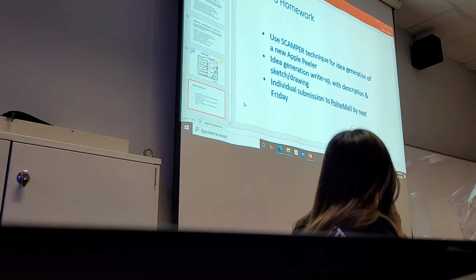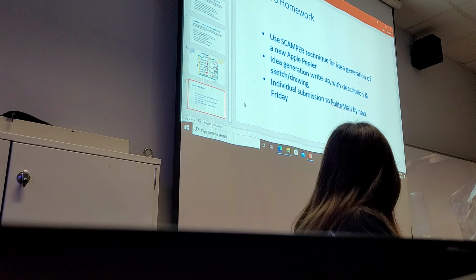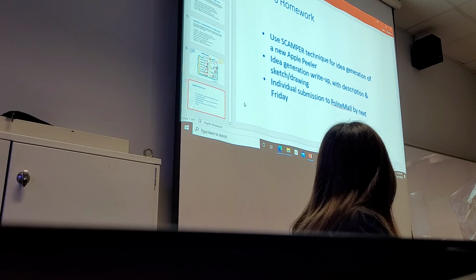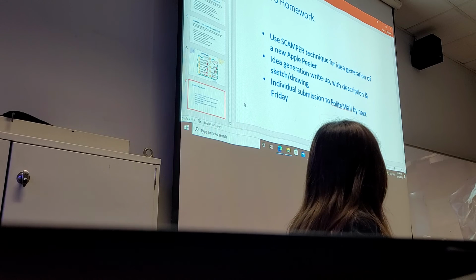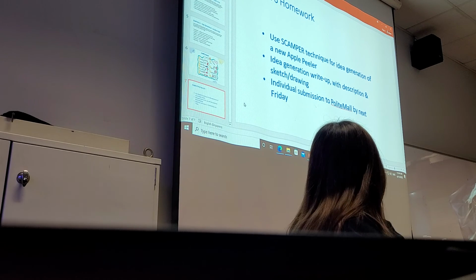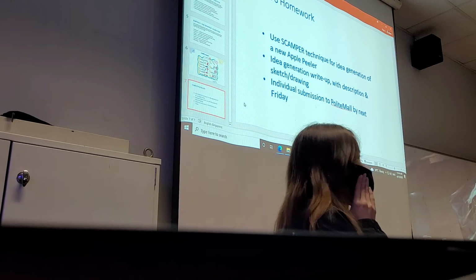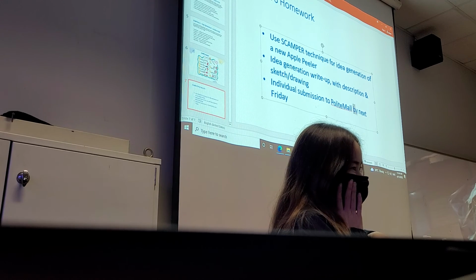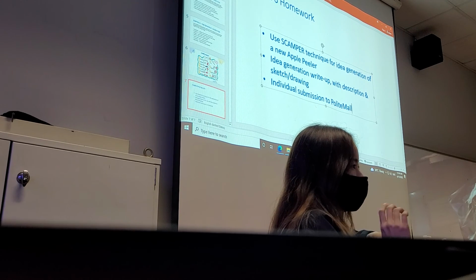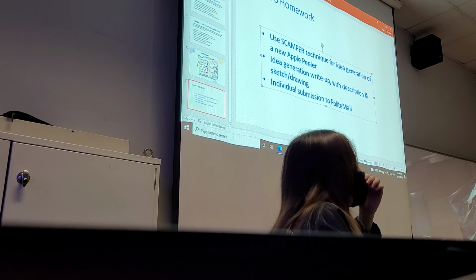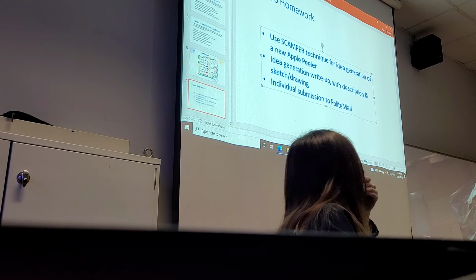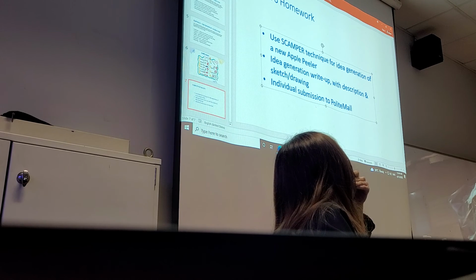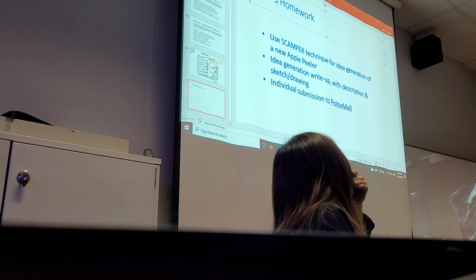Using SCAMPER to create new ideas for a micropillar. Then you need to write up, you need to have some simple drawings. Then you submit to Blackboard. Okay, so this is the week 5 homework. Sorry, I thought it was week 4 and week 5. No, sorry, so this is week 5. You're right.